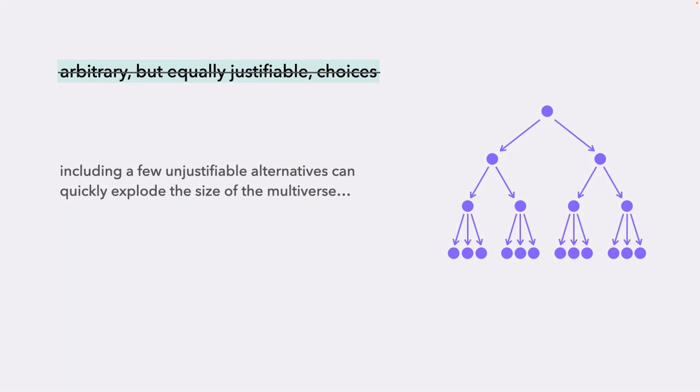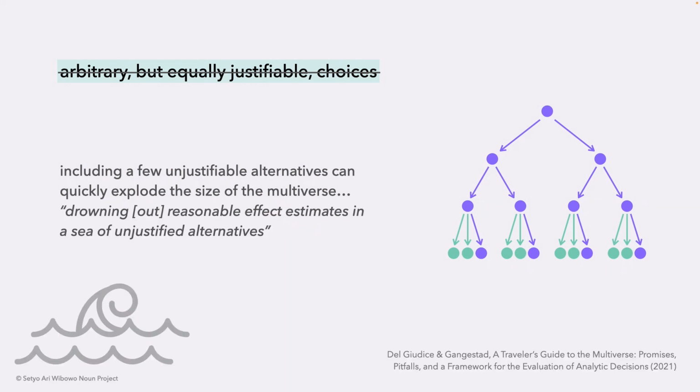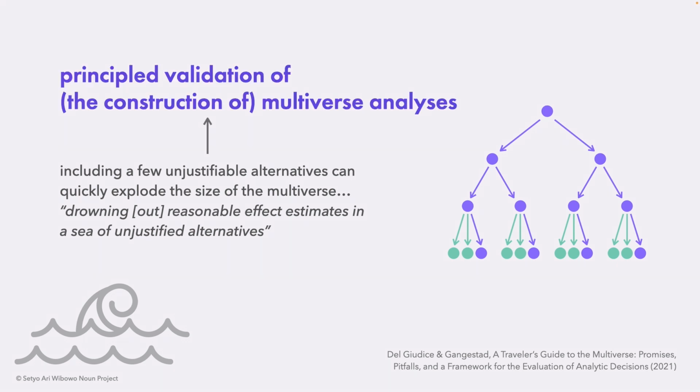Taking the abstract multiverse representation from earlier, if one of the choices for the final decision was actually not justifiable, we end up with a third of our analysis paths as unjustifiable. Say, actually 2 of the choices for this decision can be considered unjustifiable. Now we have more unjustifiable analysis paths in our multiverse than justifiable analysis. As prior work puts it, including unjustifiable alternatives can drown out reasonable results in a sea of unjustified alternatives. As such, we propose that we need a principled approach to validation of multiverse analysis.